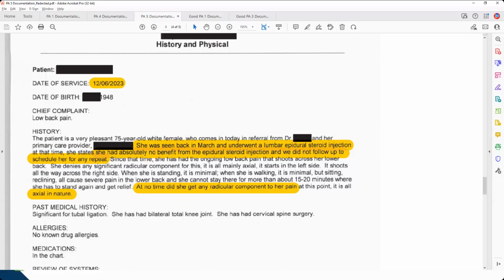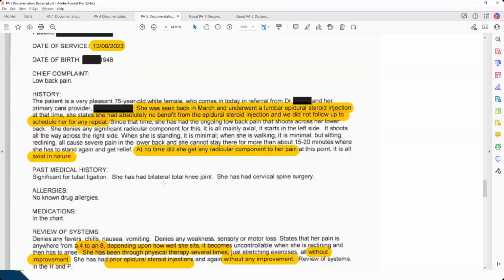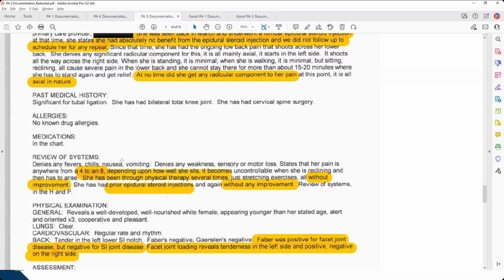So she's had continuing back pain, it's shooting. When she stands, it's minimal, it's aggravated walking, reclining makes it better, and so on. So we have that background information. Axial in nature, a little bit more information about the pain, and depending on what position she is in, how that pain may or may not be aggravated.